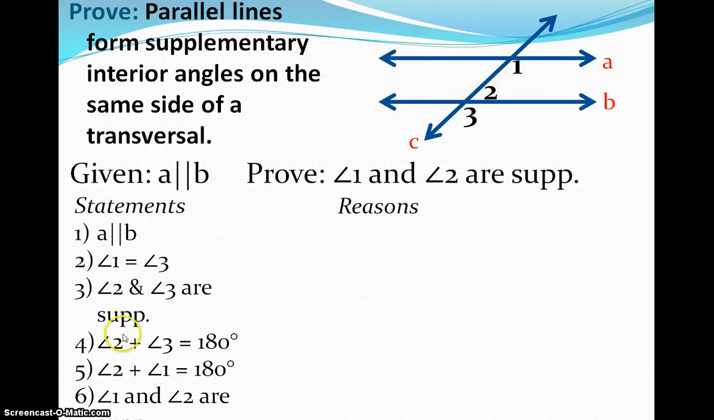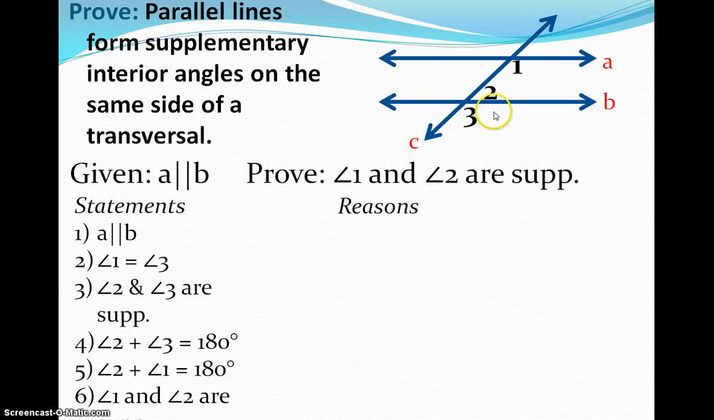And so here are my statements off to the left, and I want you to be able to basically give me the reasons for why those things are true. And so if you're going to go through, again, we have A is parallel to B, so give me the reason why for number 1. Give me the reason why I would then be able to conclude angle 1 is equal to angle 3.